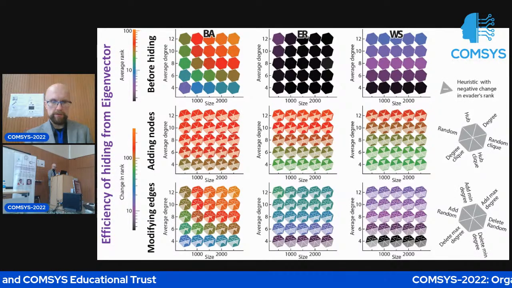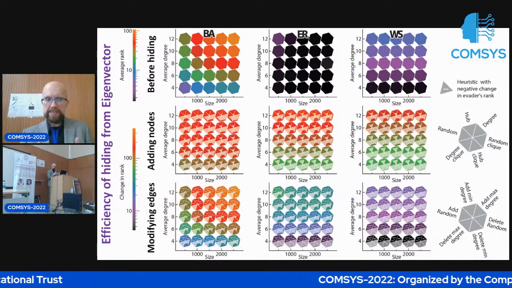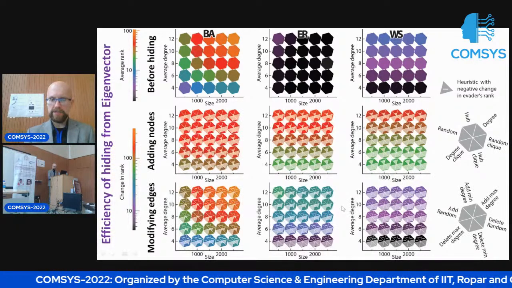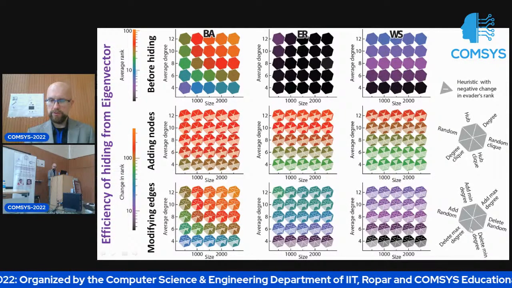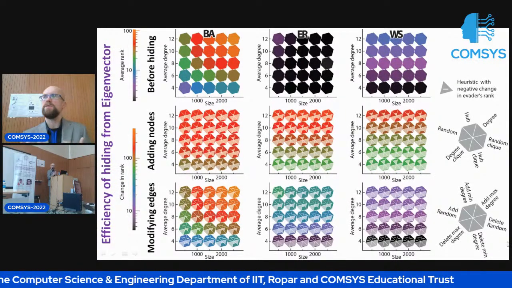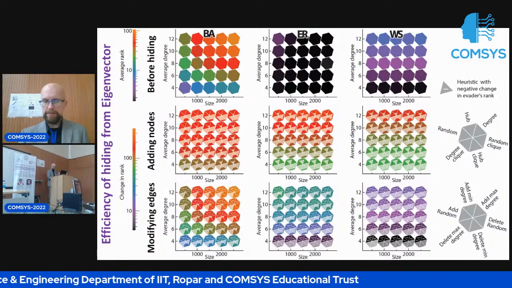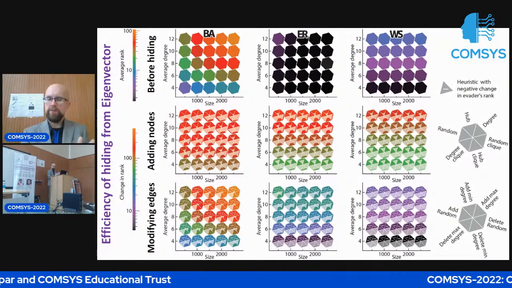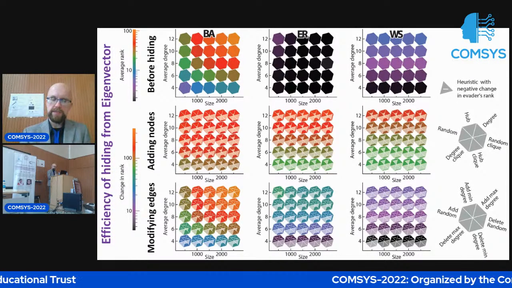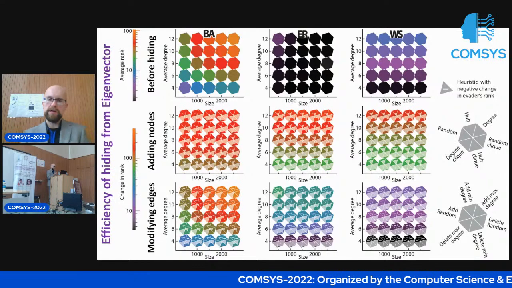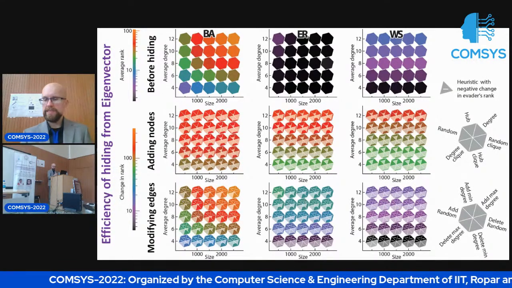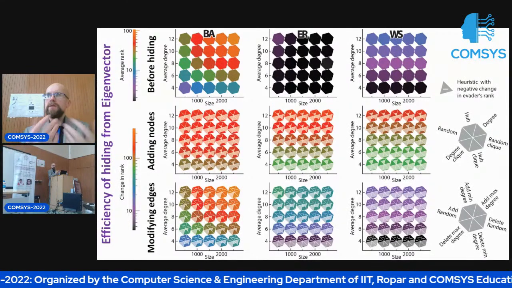And how it looks for modifying edges. We can see that in most cases, the most effective heuristics are the heuristics from the bottom half of each hex, right? So those are the heuristics that correspond to deleting edges, to removing edges from the network. Moreover, in some of the upper halves of the hexes, we have minuses. Minus signifies that not only as an evader, I did not become more hidden, I became more exposed. So in most cases, by adding edges to the network, I'm becoming more exposed.